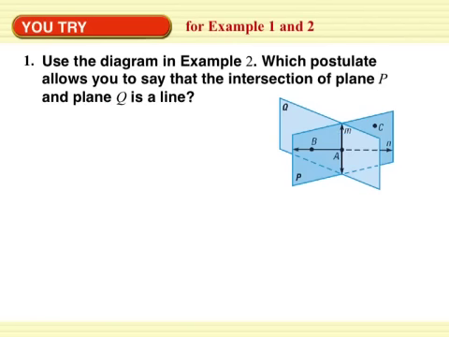Okay, you try one. Use the diagram in example 2. Which postulate allows you to say that the intersection of plane P and plane Q is a line? Push pause. All right, postulate 11 says, if two planes intersect, then their intersection is a line. And that's the one we use for this.